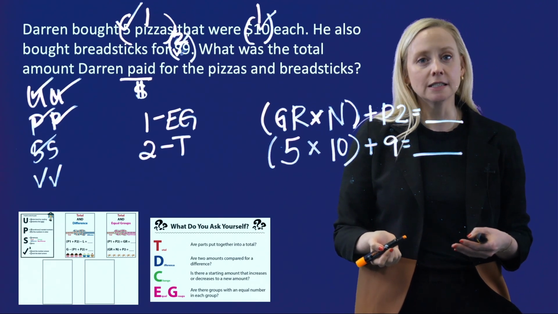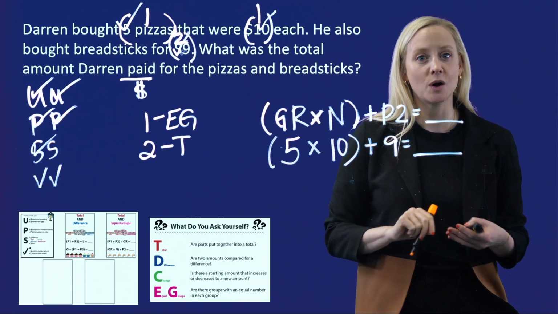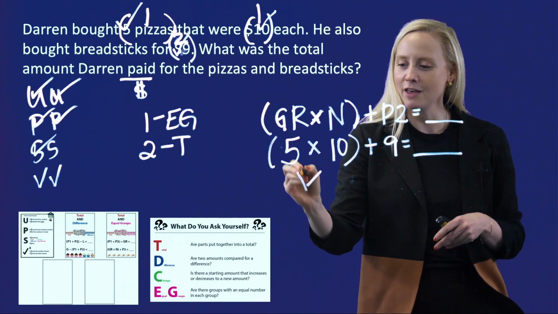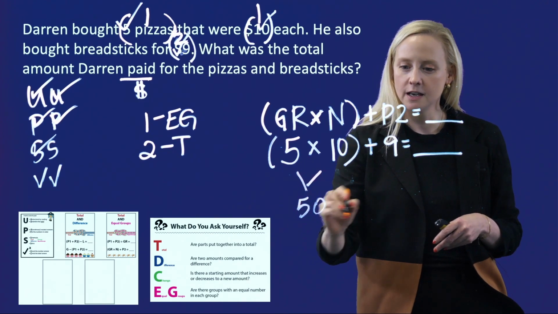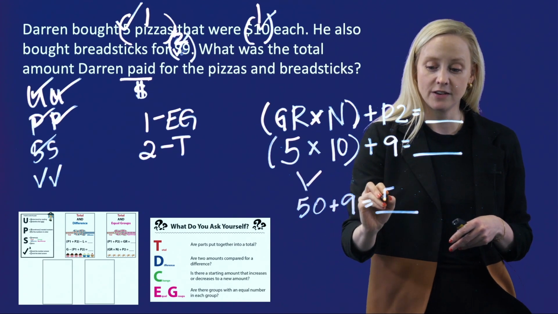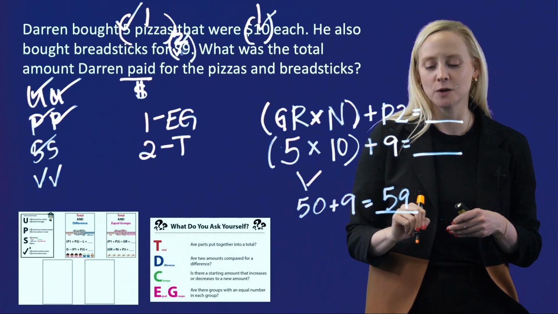We teach students about the order of operations. We teach them whatever is in parentheses is what we do first. So here, 5 times 10, that's easy math. 5 times 10 is 50. Now I need to bring down my plus 9, and this is going to give me 59. That was nice. We had easy math in this word problem.